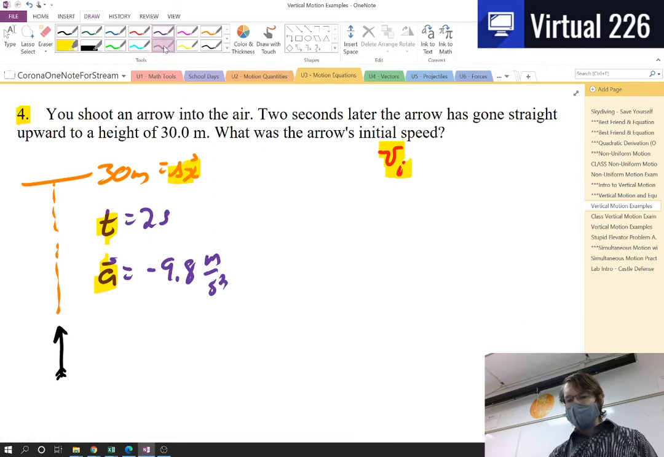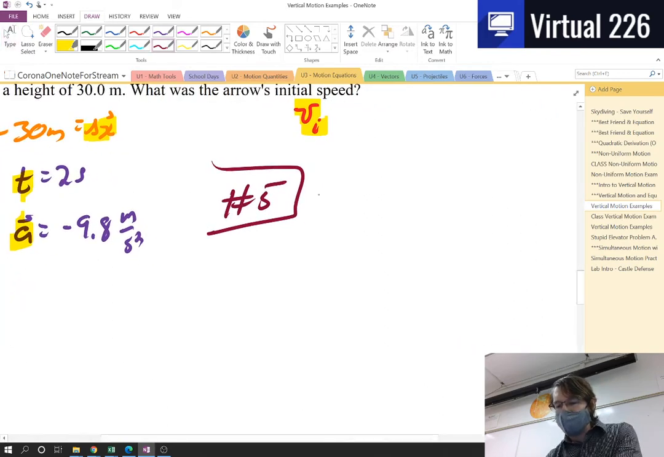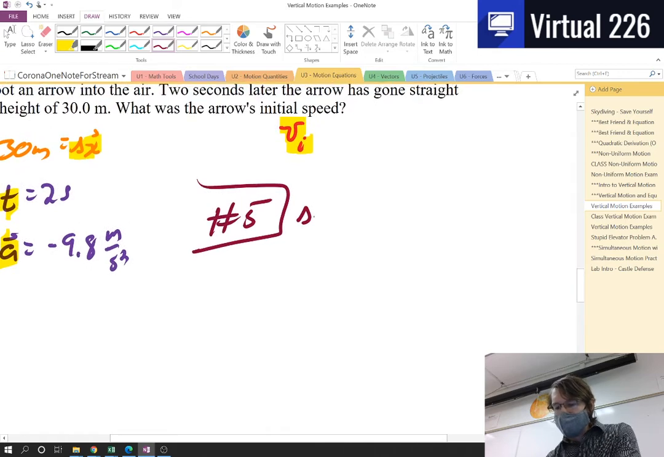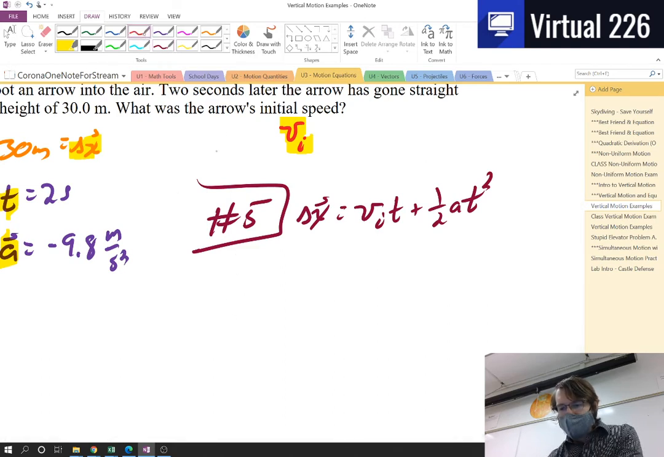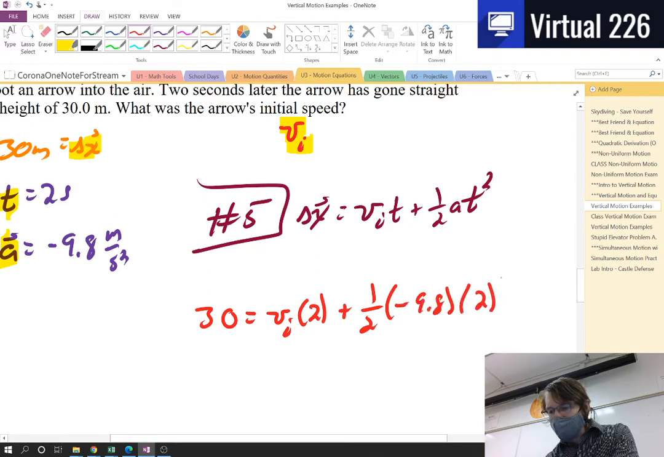If we consult our best friend, we actually see that equation number 5 looks really nice here. So we can use this and go ahead and solve. Equation 5 is that a displacement delta x is equal to an initial velocity multiplied by time plus 1/2 the acceleration multiplied by time squared. So what we'd have in this problem is 30, our delta x, equals VI multiplied by 2 plus 1/2 times negative 9.8 times the quantity of 2 squared.